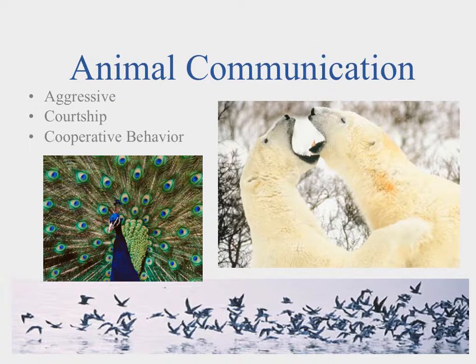So when we're talking about animal communication, we're talking about several social behaviors that fit into this realm. Three examples here that we want to talk about real quickly. The first is aggressive behavior, and we see that with our polar bears here. They could be fighting for territory or competing for resources. But it's an aggressive, all out, you're showing who's the boss, kind of a dominance type of thing going on there.